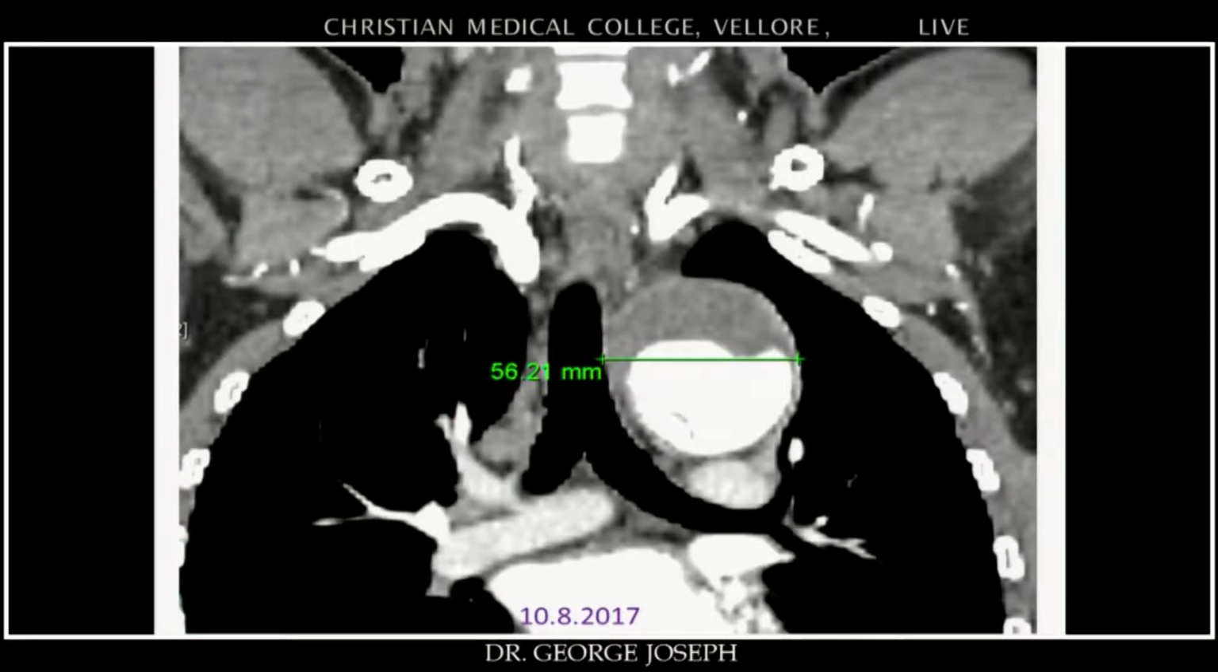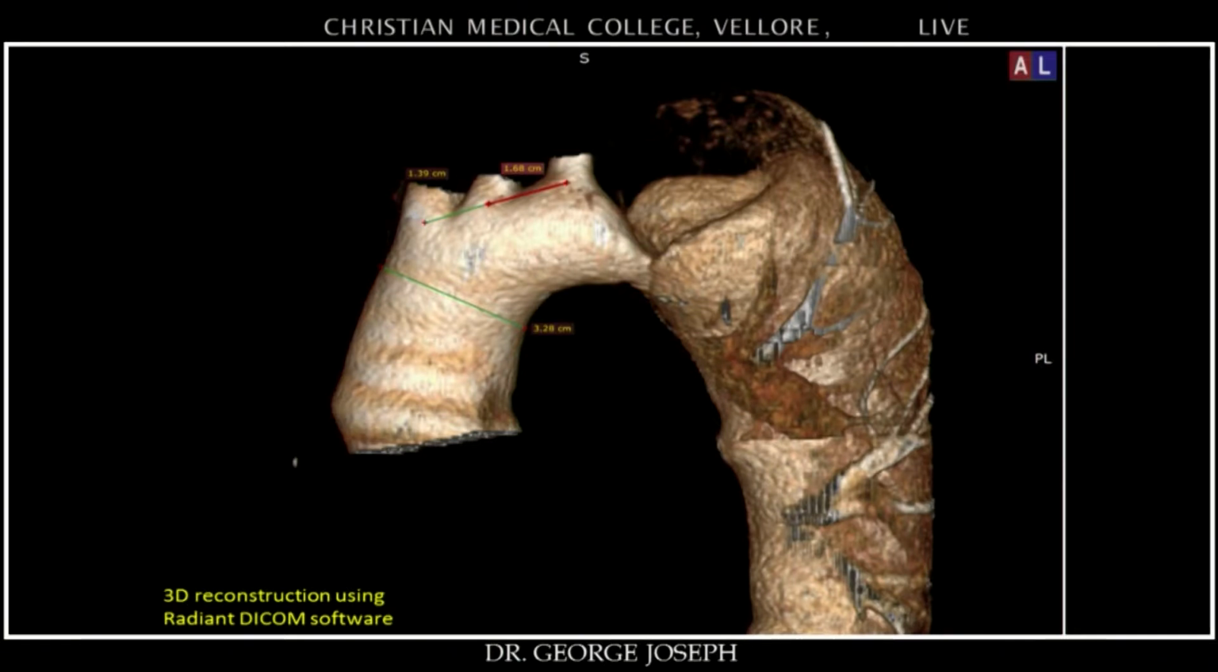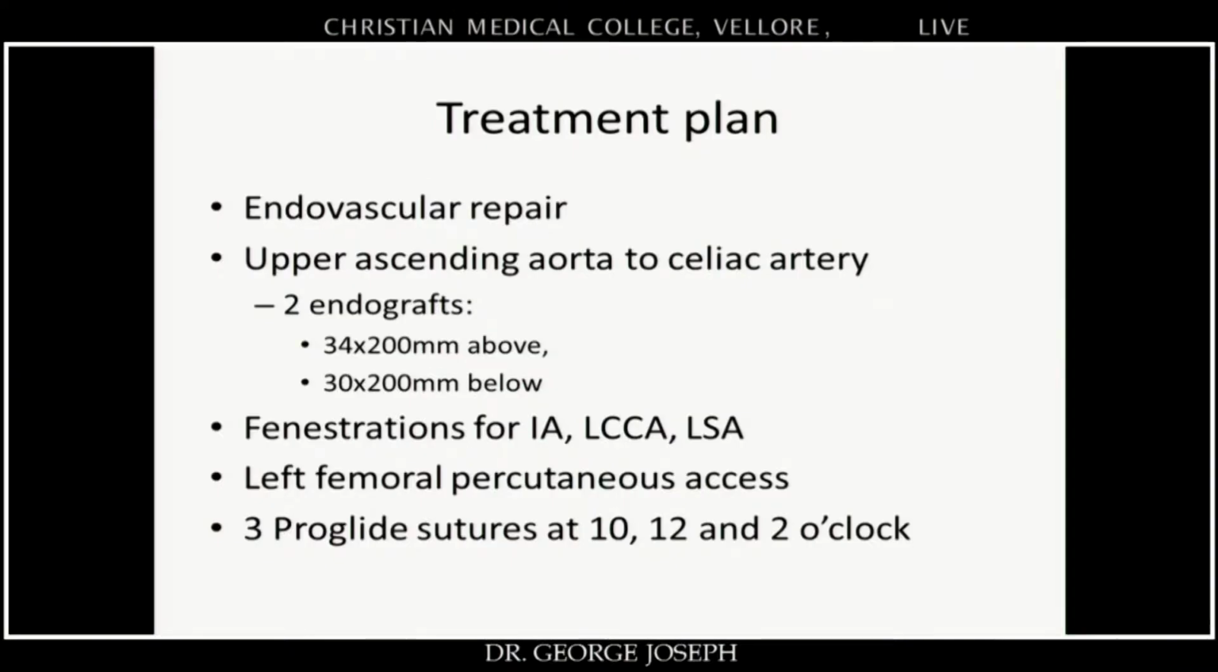Next slide, please. So we have planned this intervention, and this is a 3D reconstruction that we have done using Radiant DICOM software, which is freely available on the net. And you can see that the ascending aorta measures 33 millimeters just before the innominate, and the distance from innominate to left carotid is 14, and left carotid to left subclavian is 16 millimeters. Next slide, please. So we are planning an endovascular repair with 2 endografts.